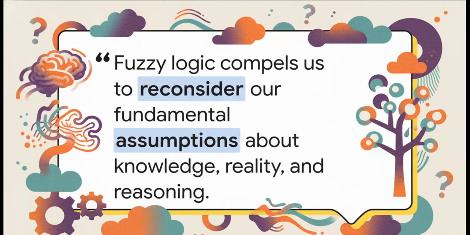And what this all leads to, really, is a pretty big philosophical shift. Fuzzy logic challenges this old idea that knowledge has to be perfectly precise to be useful. It teaches us that vagueness isn't some flaw we need to eliminate. It's a fundamental feature of our reality, one we can actually work with.